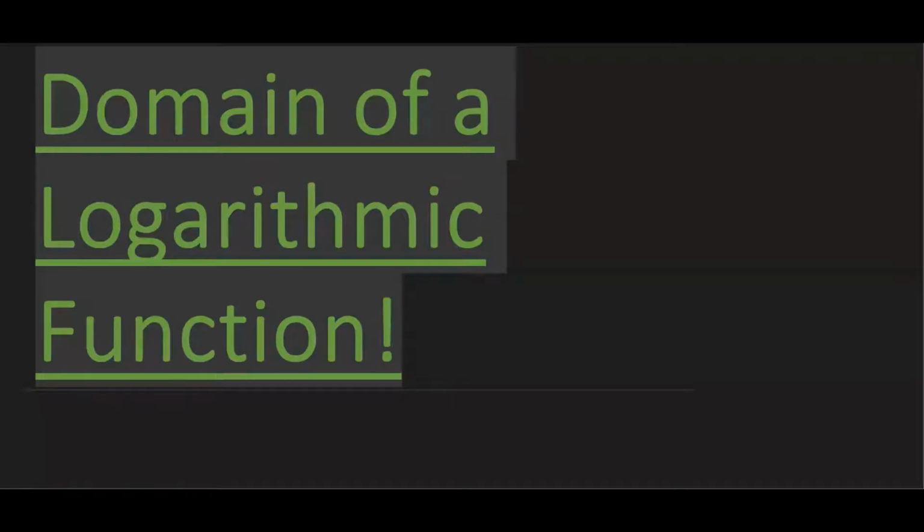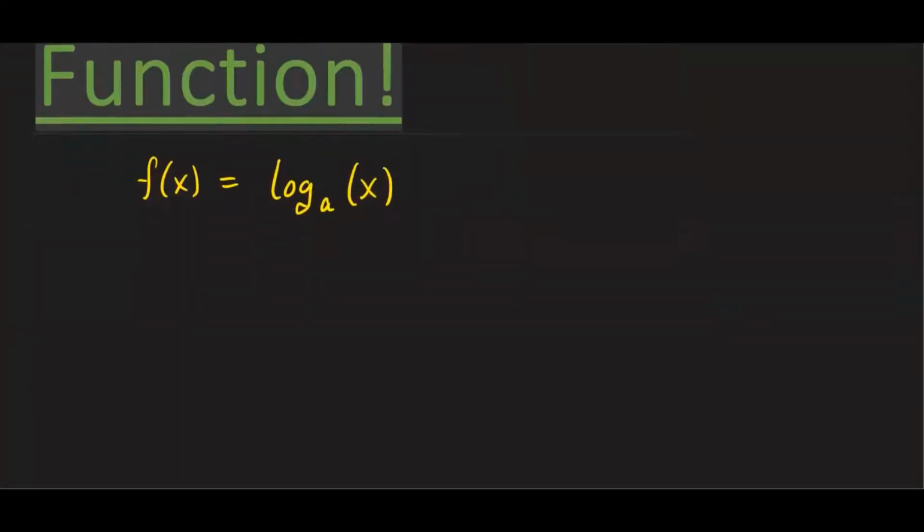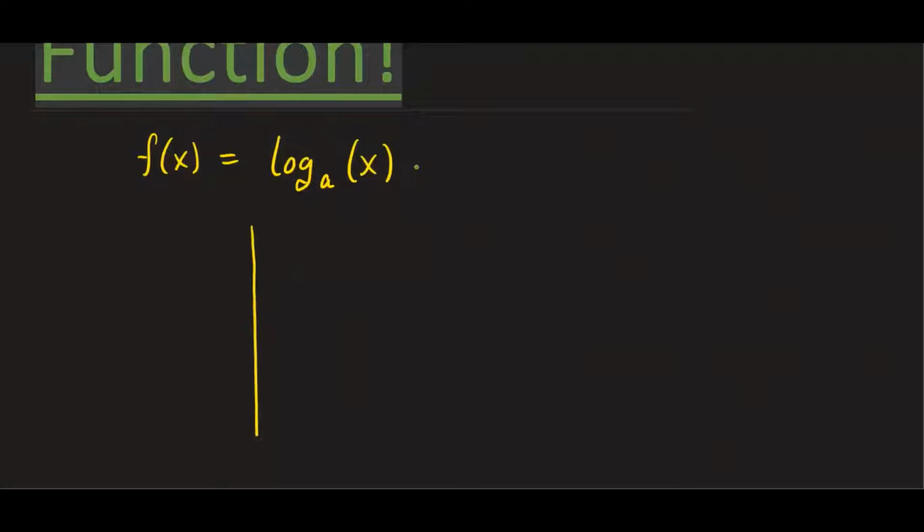So in this video, we're going to talk about how to find the domain of a logarithmic function. We all know that logarithms are these functions: f of x is equal to log base a of x. When you draw this function, assuming a is greater than 1, the graph looks something like this. It passes through the point (1, 0), and it has a vertical asymptote at x equals 0.